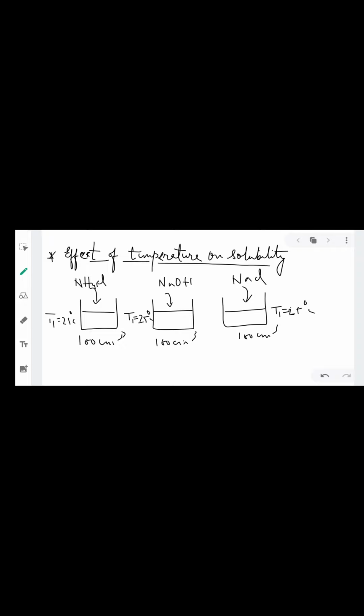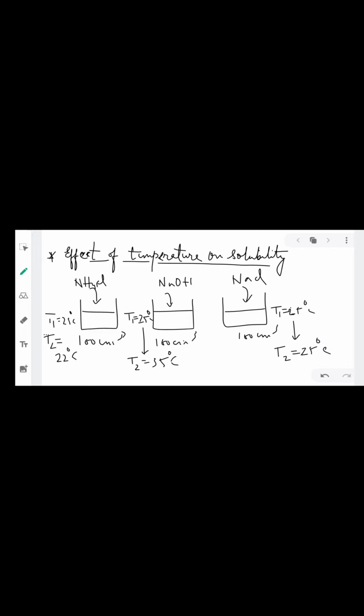Okay, now again when you check the temperature using a thermometer, you will see that in the first solution the final temperature T2 has decreased to 22 degrees centigrade or Celsius. In the solution having NaOH, the temperature has increased to 35 degrees Celsius, and in NaCl there is no significant change in temperature. Alright, the temperature remains the same.